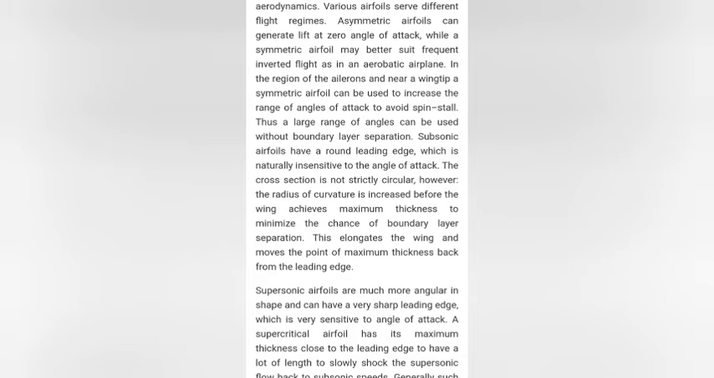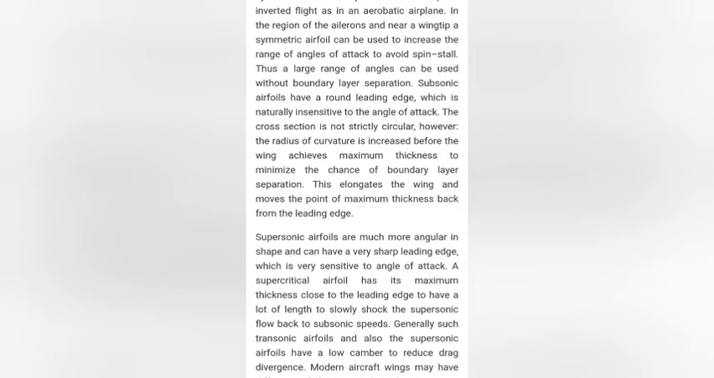Subsonic airfoils have a round leading edge, which is naturally insensitive to the angle of attack. The cross section is not strictly circular. However, the radius of curvature is increased before the wing achieves maximum thickness to minimize the chance of boundary layer separation. This elongates the wing and moves the point of maximum thickness back from the leading edge.